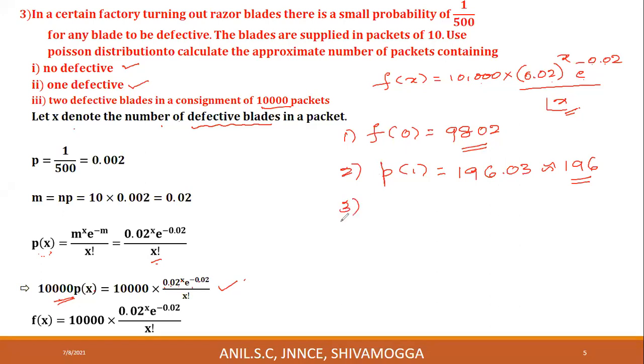Next, third case. Two defective blades. Two defective blades means P of 2. Put x is equal to 2. 10,000 into 0.02 whole power 2 into e power minus 0.02 divided by 2 factorial. 2 factorial is 2.